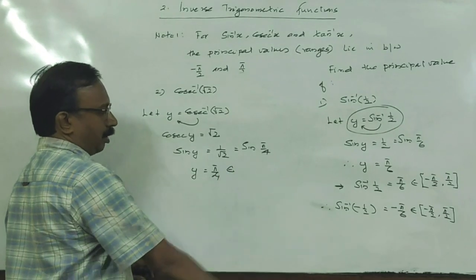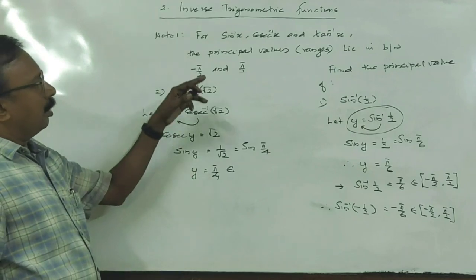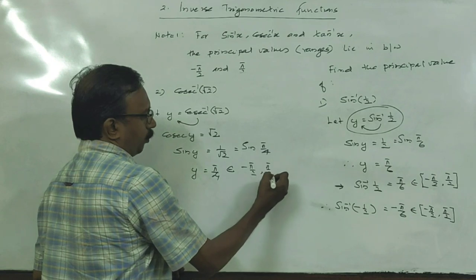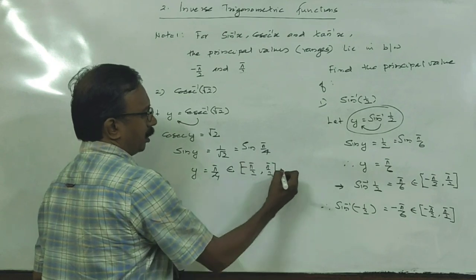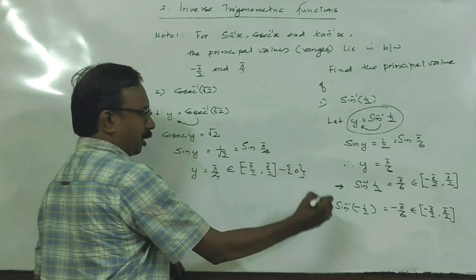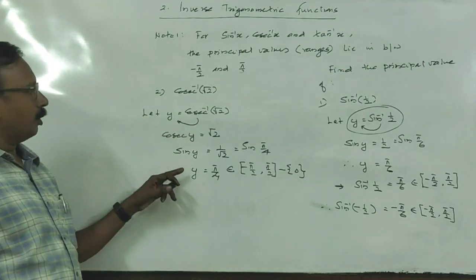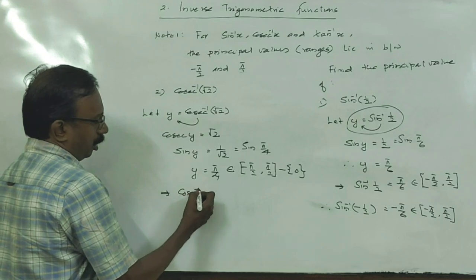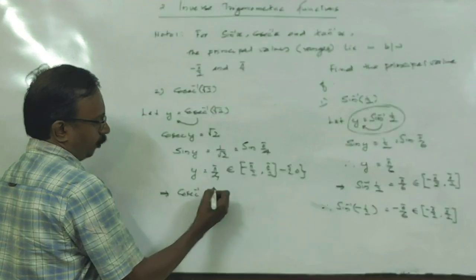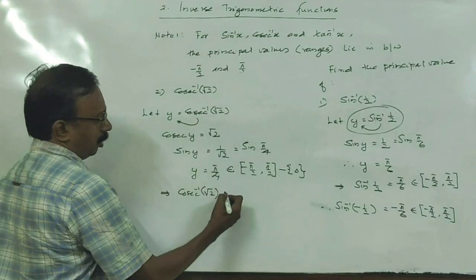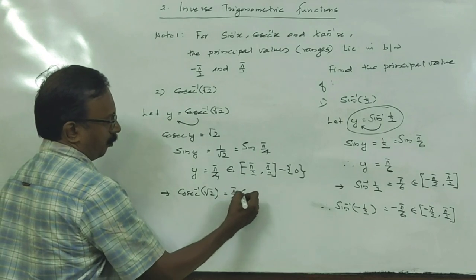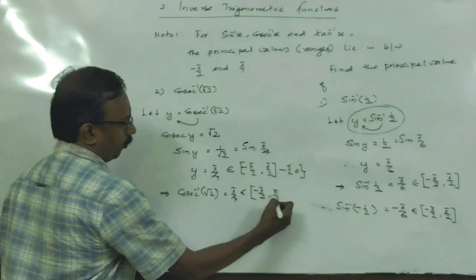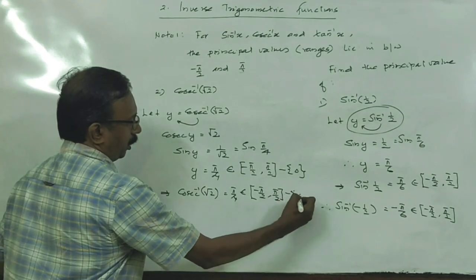Pi by 4 is in between minus pi by 2 to plus pi by 2, excluding 0, isn't it? This is the principal value of y. Y is the same as cosec inverse root 2. This is y, that is pi by 4, which is in between minus pi by 2 to plus pi by 2, excluding the value 0.